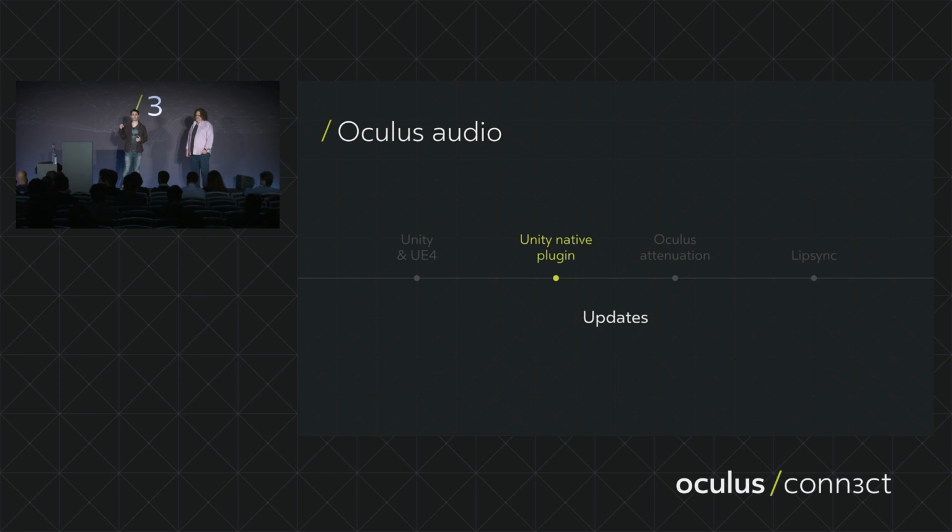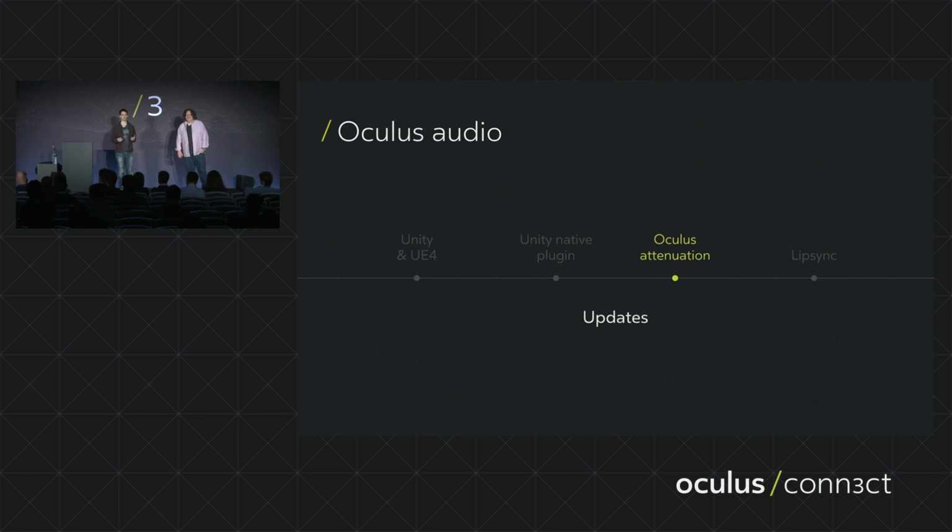We've also updated our Unity plugin to include the native API that they introduced, which has better performance and a nicer interface to work with. And this has the complete feature set. So this includes our room model, which gives you those early reflections and late reverberation, which are critical for getting those distance cues.